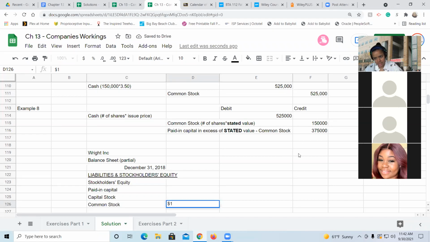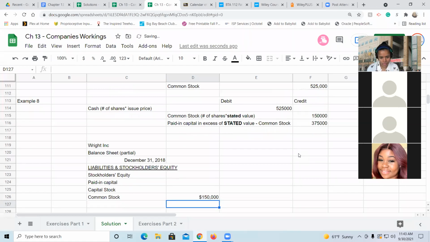Under normal circumstances, you would have posted to the ledger, you would prepare a trial balance, and you'd take the number from the trial balance, but that's okay. We know that the number is 150,000. There's no other capital stock. In other words, there's no preferred stock. So this is going to be the total number for capital stock.